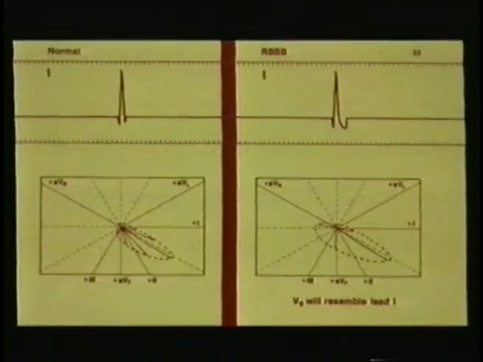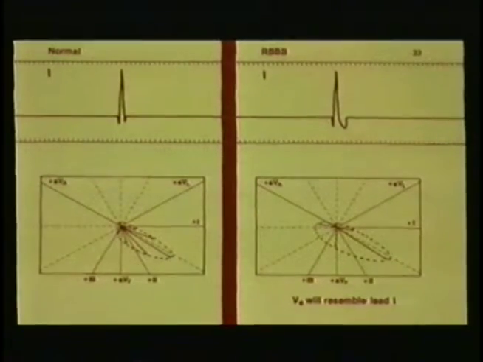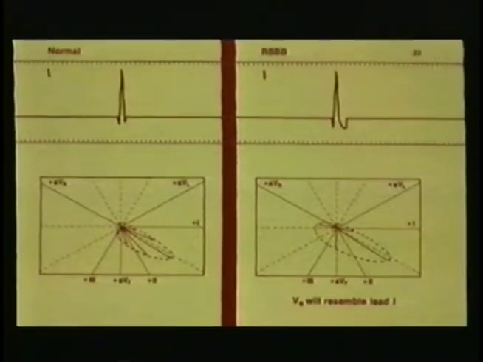33. Your sketch of the ECG in terminal rightward conduction delay due to right bundle branch block should show an S wave in lead 1 and widening of the QRS to over 120 milliseconds. V6 will resemble 1 since it is a leftward lead.